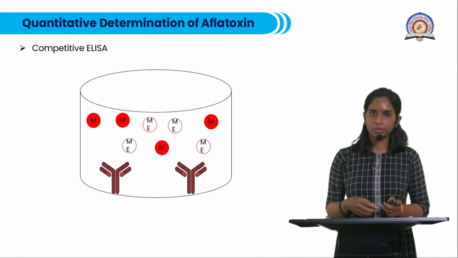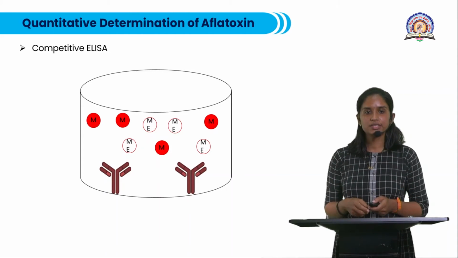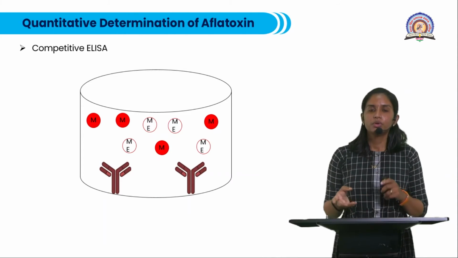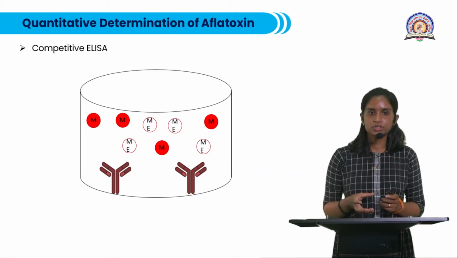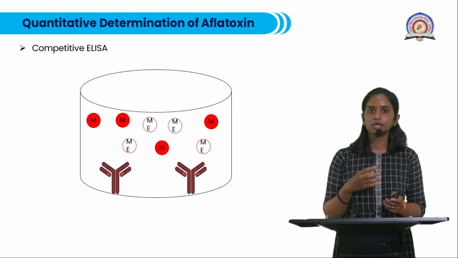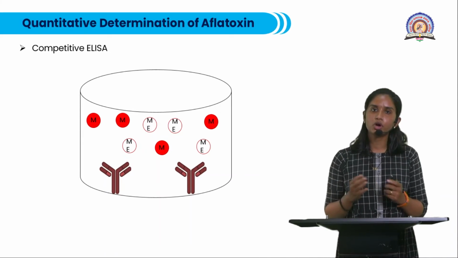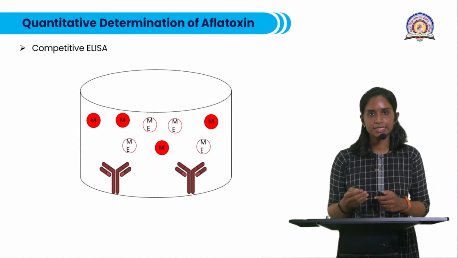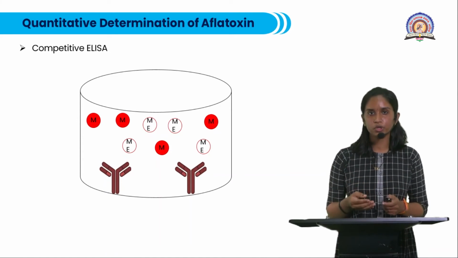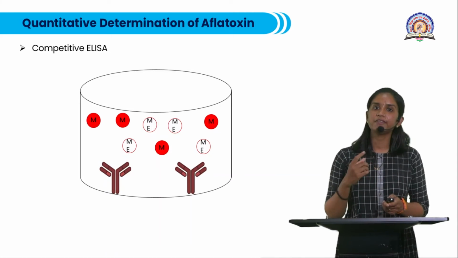So M refers to mycotoxin and Me is the conjugate. So when you add this mixture, in both types of solutions mycotoxin is present, so both can get attached to this antibody which is directed against the mycotoxin molecules. Here there will be competition for the available binding sites between both these molecules, and this is why this technique is called competitive ELISA.